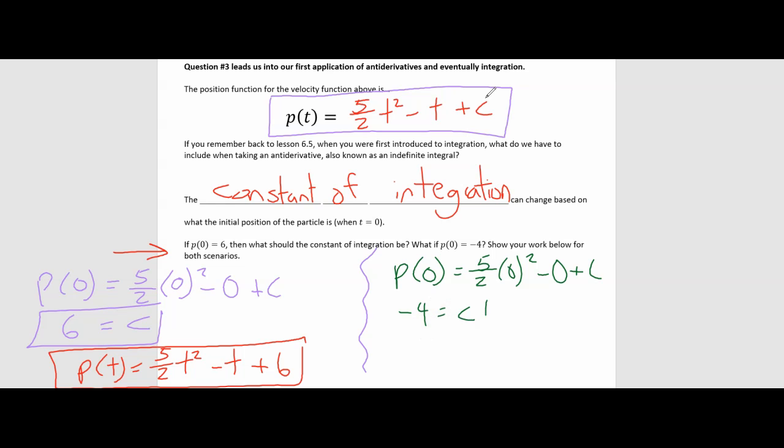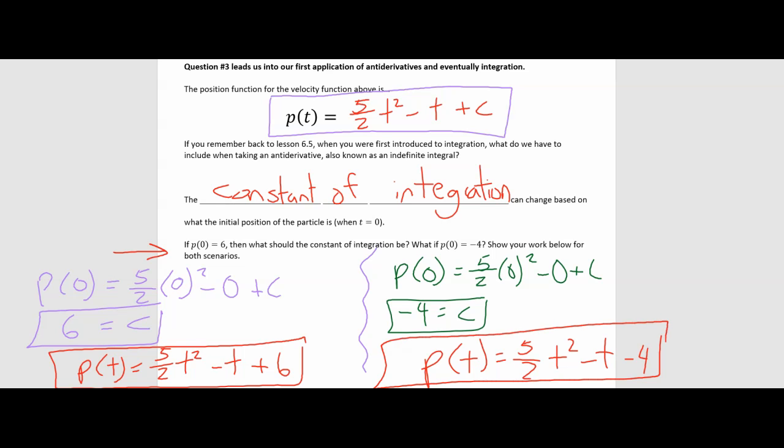So in this case, c is equal to -4, which means my position function, p of t, is equal to 5/2 t squared minus t minus 4. So again, the idea here is that if they give you a velocity function, you can find the general position function. The only way you can find the specific position function is if they give you a value or if they give you an initial condition for the position function.